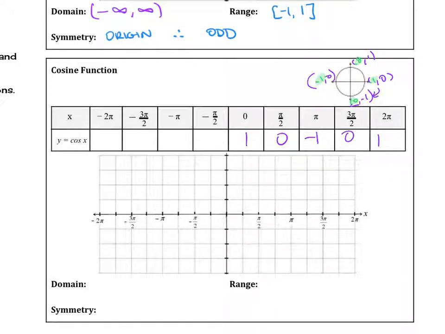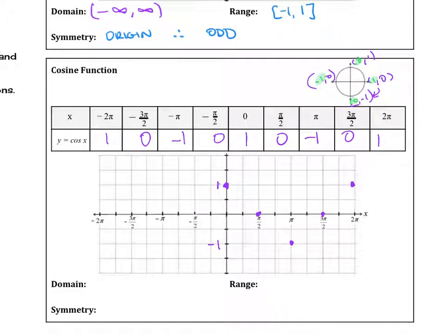At negative pi over 2, we are at 0. At negative pi, we're at negative 1. At negative 3 pi over 2, we're at 0. And at negative 2 pi, we are back at 1. So let me label our x-axis, our y-axis, 1 and negative 1. So for cosine, we start up at 1. And then at pi over 2, we're at 0. At pi, we're at negative 1. 3 pi over 2, we're at 0. And at 2 pi, we're back at 1 at the max.